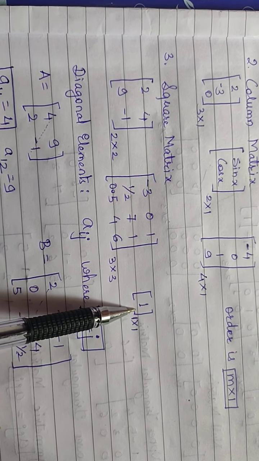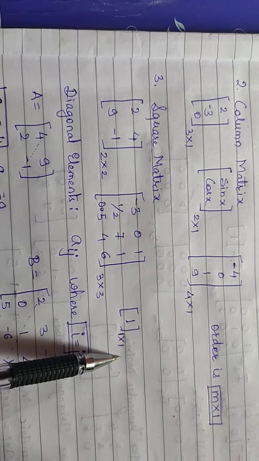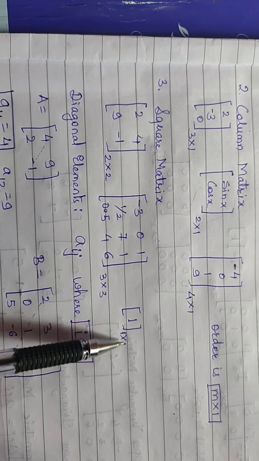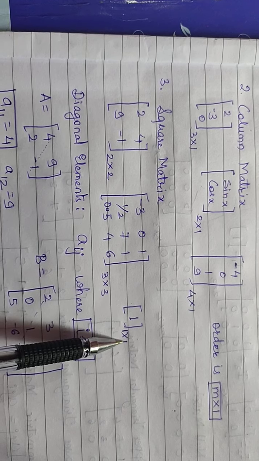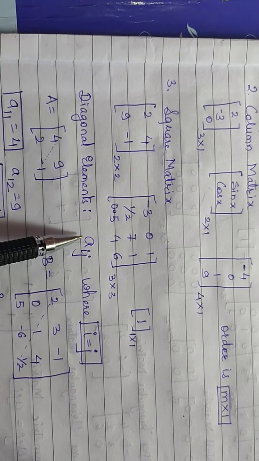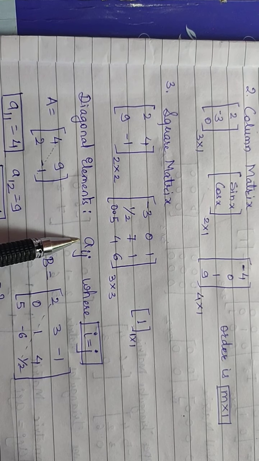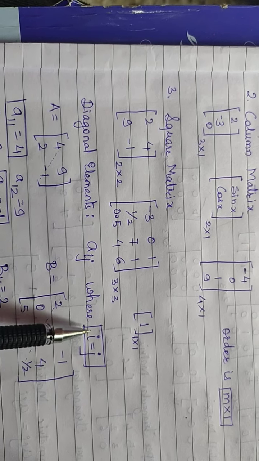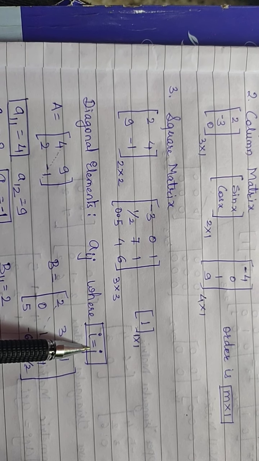In this example, there is only one element, order is 1 by 1. So this is the order of the matrix, 1 by 1. It is the square matrix of order 1. Then children, there is a concept of diagonal elements in the square matrix. The elements which are in the position aij, where i is equal to j, are called the diagonal elements.